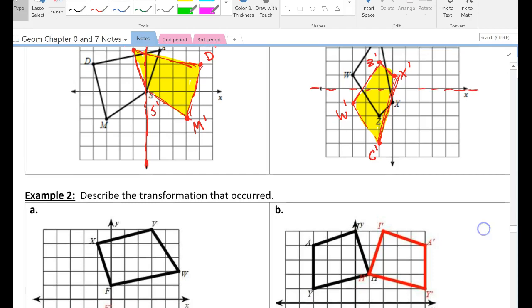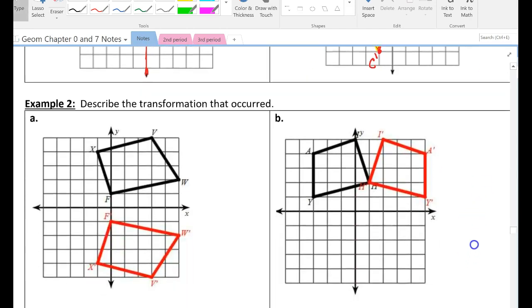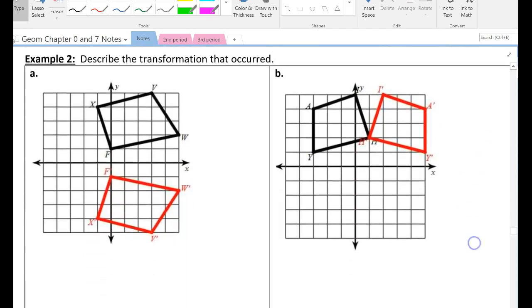Alright, moving on to example 2. Now we want to describe the transformation. So we have to figure out what kind of transformation has occurred. I've got my original image up here. I know it's the original because there's no primes with it. And down here I can see this is F prime, W prime, V prime, and X prime. And I want to figure out what kind of transformation.